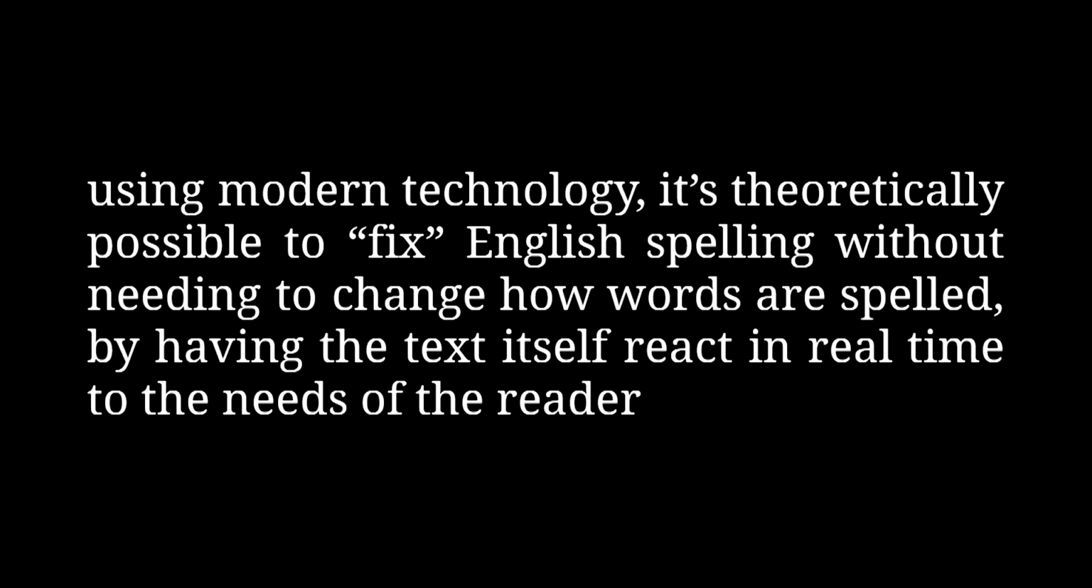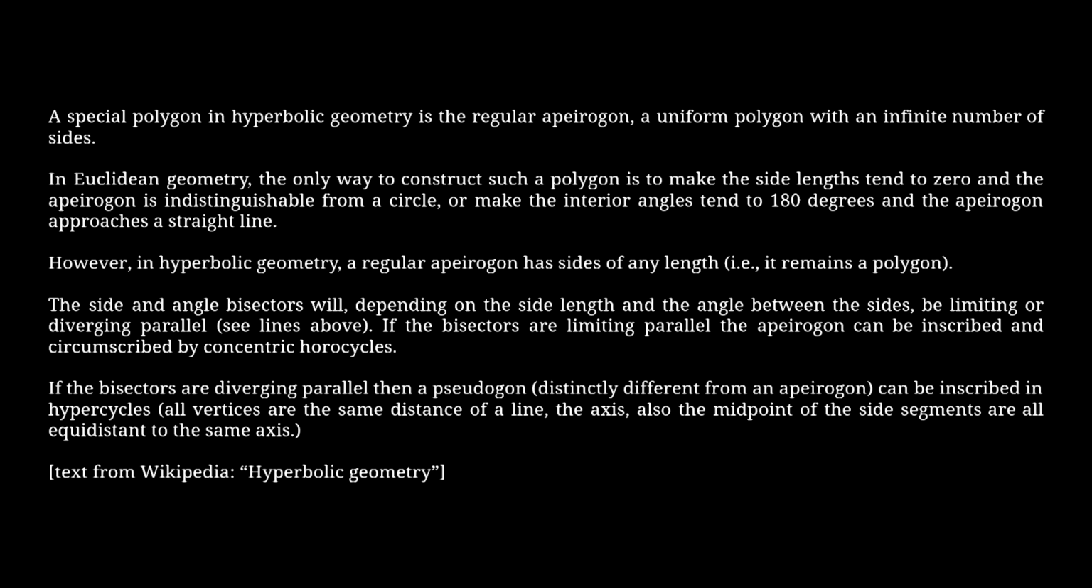Fortunately, in the modern age, text isn't restricted to the limitations of print. The written word can react in real time to the needs of the reader, which means that you could quote-unquote fix the problems with English spelling without needing to change the way words are spelled. Imagine, if you will, that you're reading some English text and you encounter a word you don't know how to pronounce, so you click on it and the word is instantly respelled phonetically. Then, if you still don't understand the phonetic respelling, you can click on it again and hear how it's pronounced.